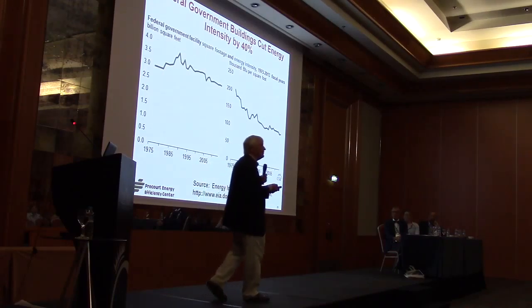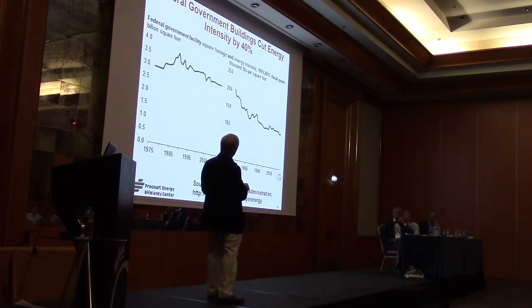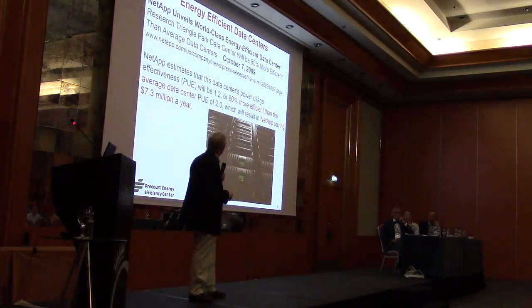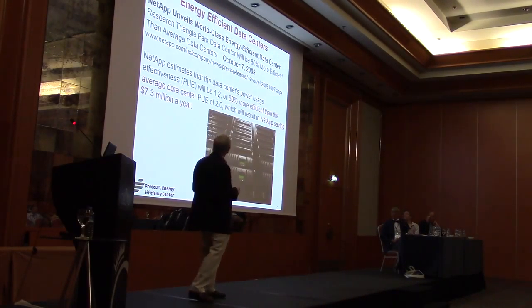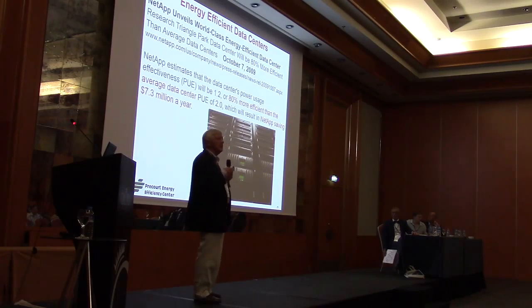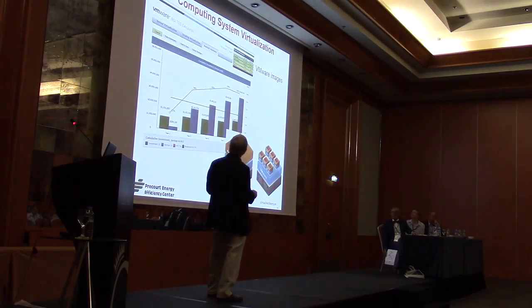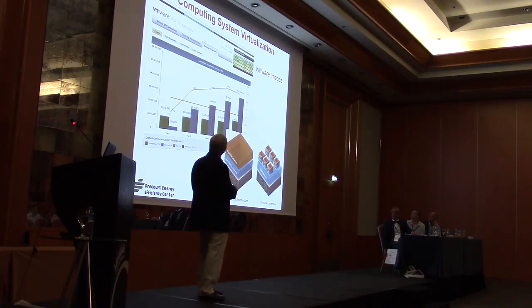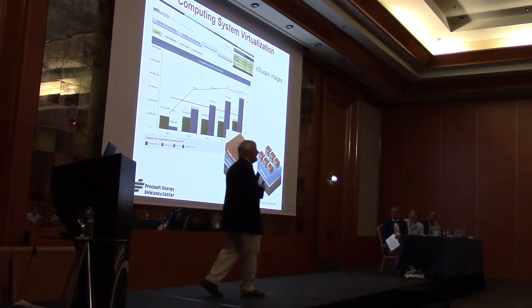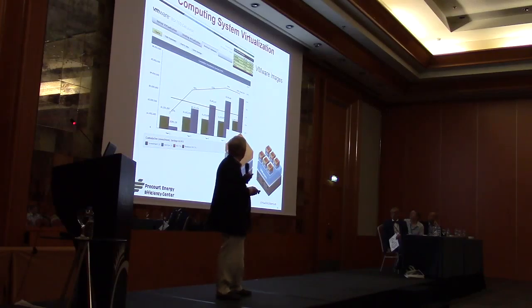I think that the federal government is probably the least responsive to economic forces, and the energy intensity of federal government buildings moved from 200,000 BTUs per square foot to about 120 over that time. We have data centers, and you look at NetApp, they expect to save about $7.3 million a year by having much more efficient data centers. Why did they do it? Was it government policy? It was pure profit motive. We have computer virtualization. NetApp is marketing and showing how there's a good rate of return by having computer virtualization, meaning you need a lot less hardware to accomplish the same end.